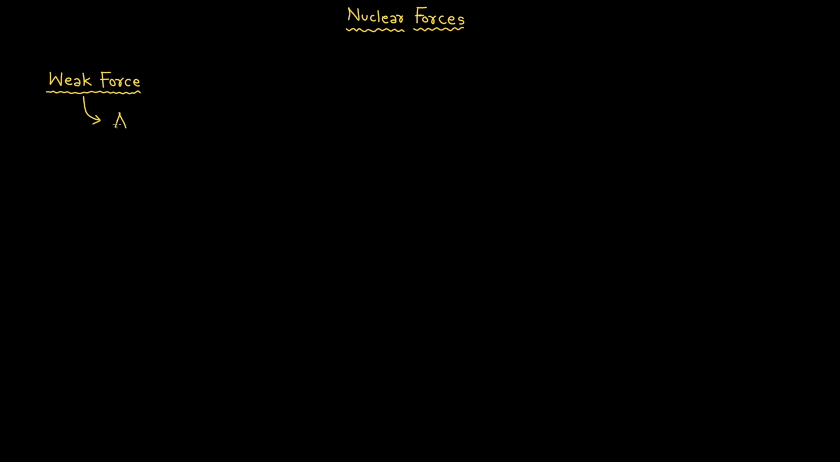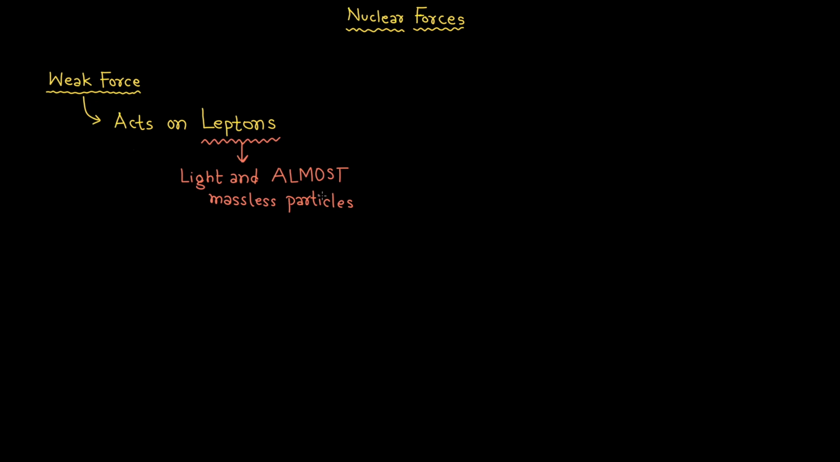Now we'll look at the weak force. The weak force acts on particles that we call leptons. Now leptons are very light and roughly massless particles. They do have some mass, but they're almost massless, especially in comparison to their hadron counterparts, which are like protons and neutrons, much heavier. So what are some examples of leptons? Well, examples would include the electron, muons, tau particles, as well as their respective neutrinos. The most common one you'll probably be familiar with is the electron.